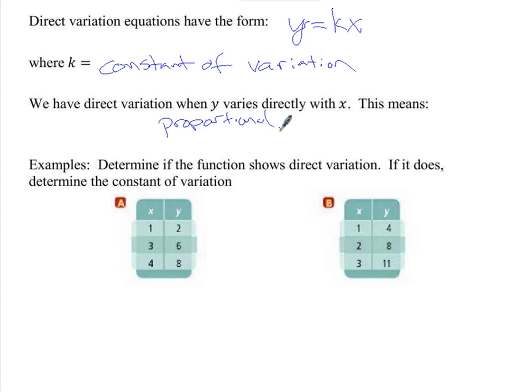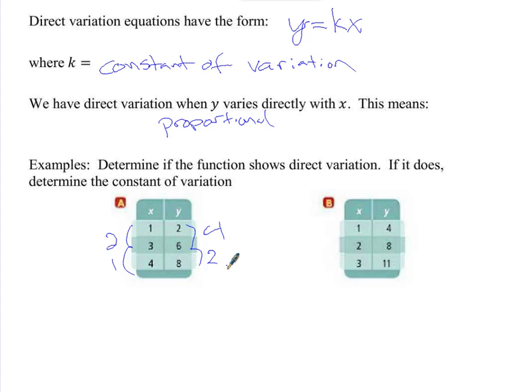So for example, determine if the function shows direct variation. If it does, determine the constant of variation. What I'm going to do is see how much x changes and compare it to how much y changes. How much does x change in that first one? By 2. How much does y change? Okay. How much does x change in that second one? 1. How much does y change in that second one? By 2.